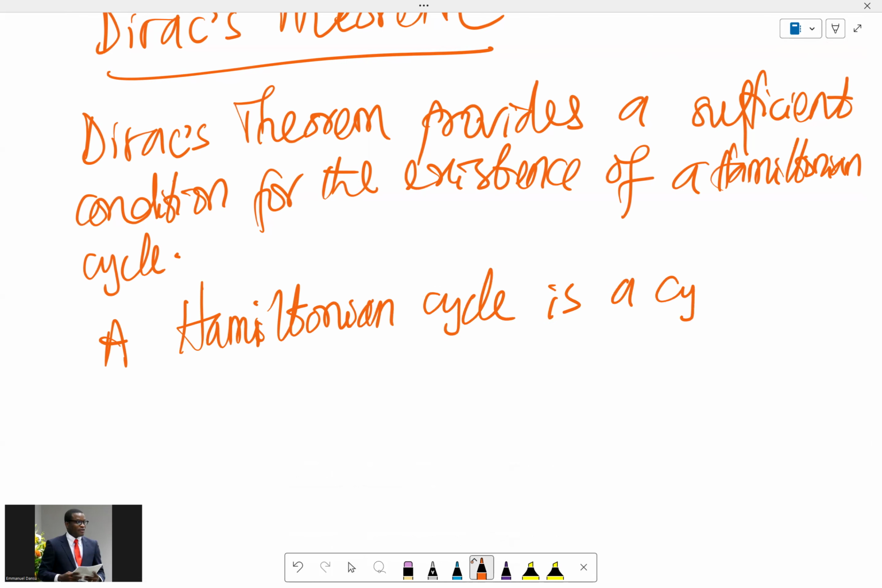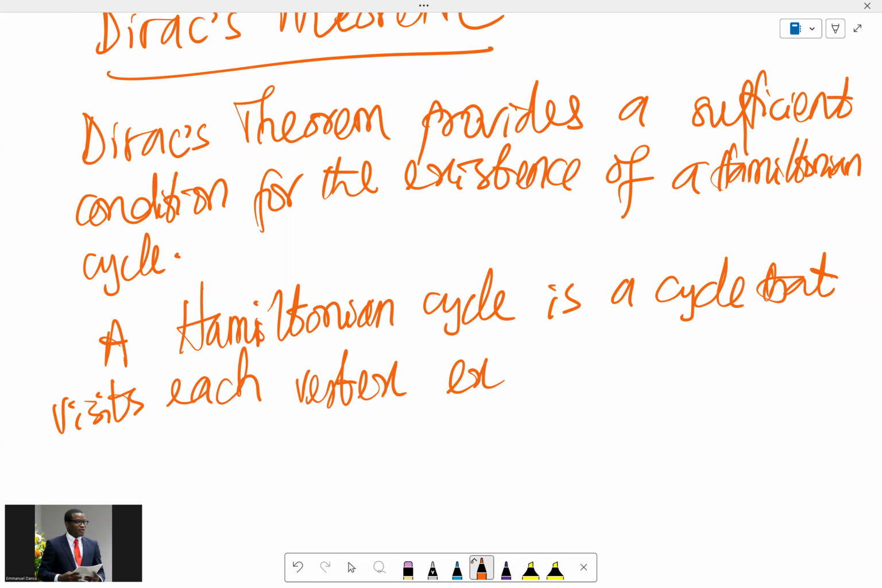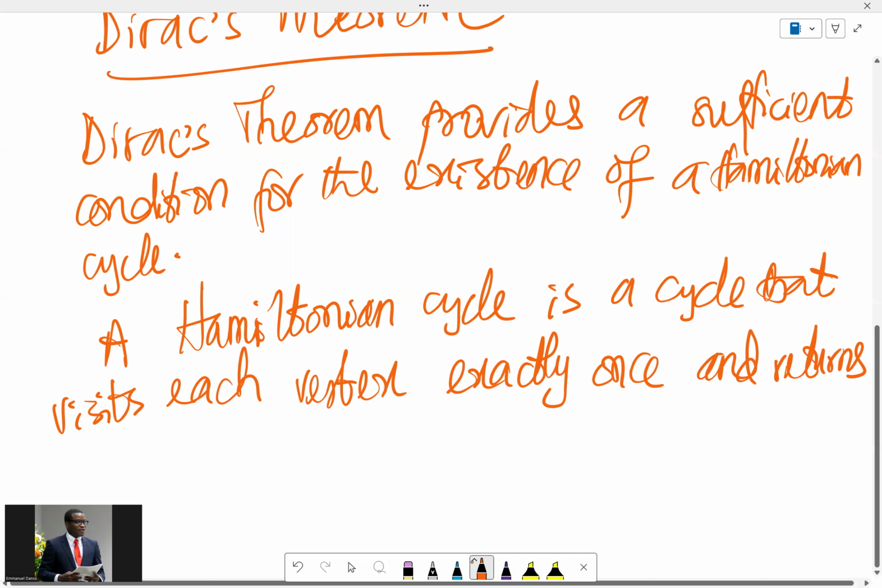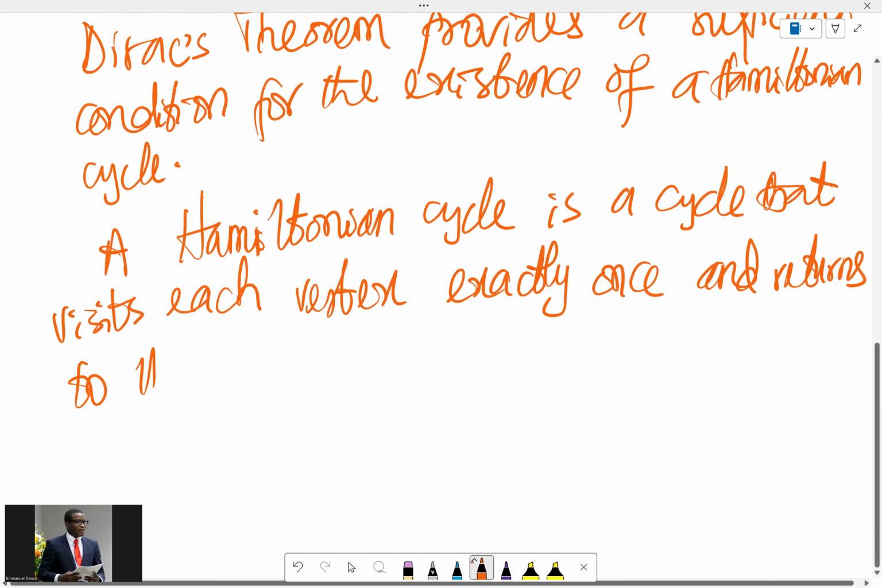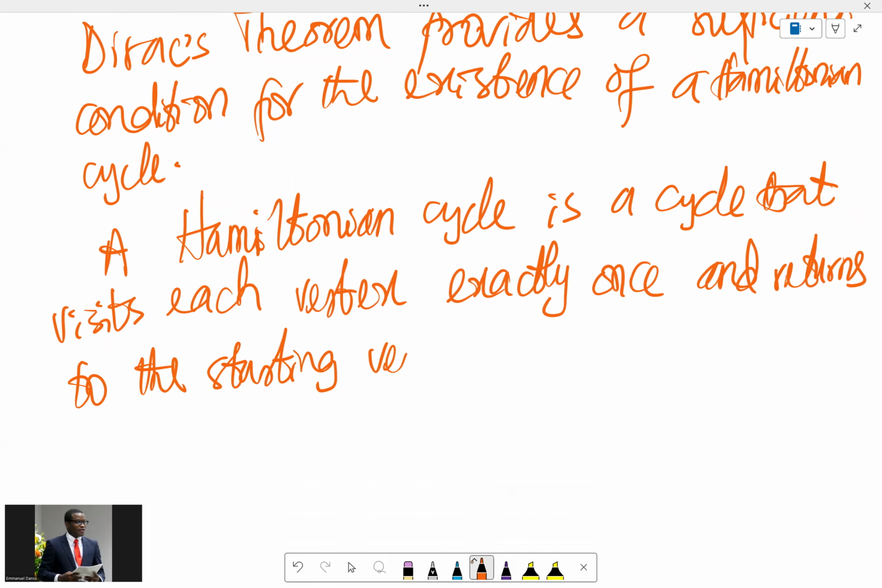A Hamiltonian cycle is a cycle that visits each vertex exactly once and returns to the starting vertex. So, I mean, this bears a bit of resemblance to an Eulerian circuit.